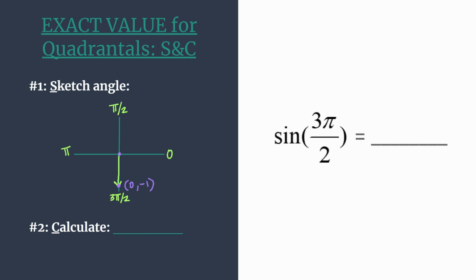So now we can calculate. We know that the sine of an angle on the unit circle is simply going to be the y-coordinate. So we can look at our y-coordinate, no calculation really needed, and we can say that the sine of 3 pi over 2 is -1.